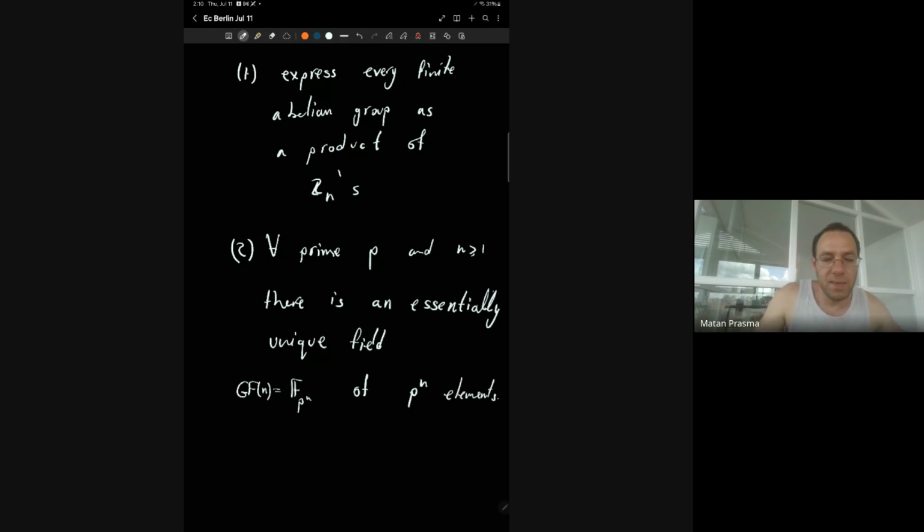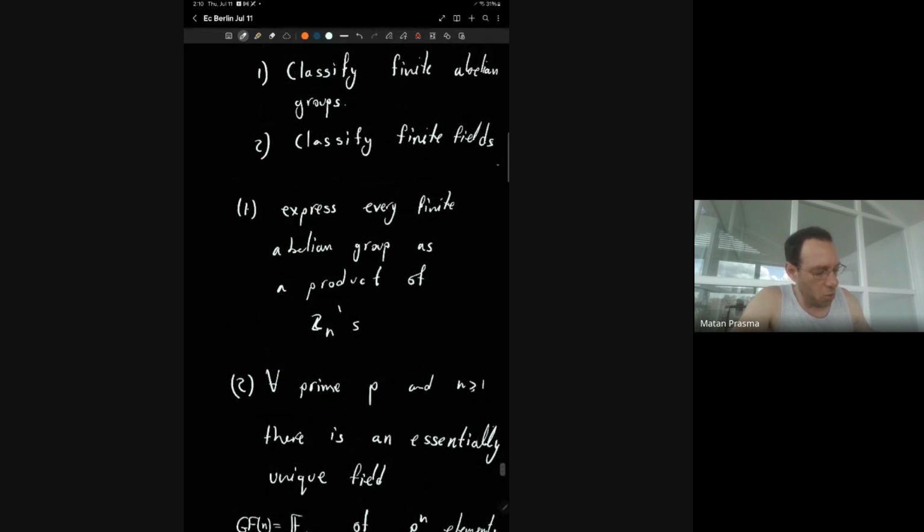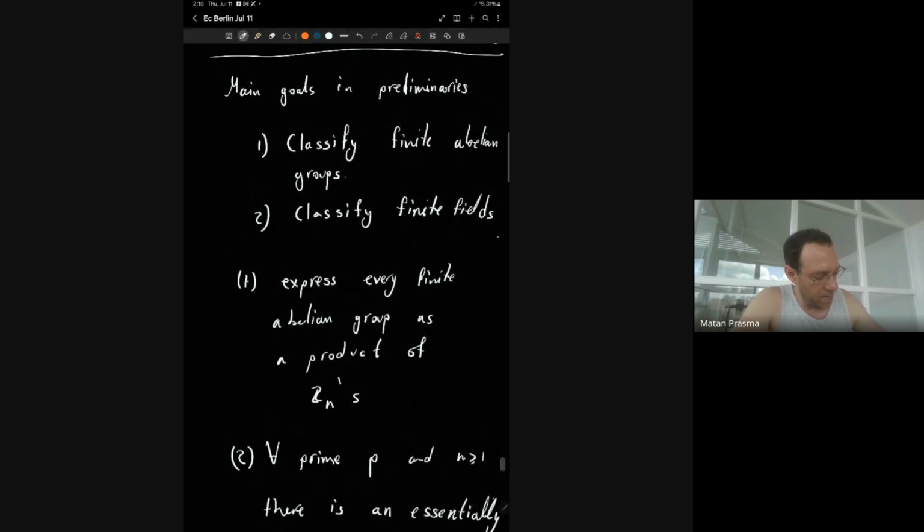And that's it. I mean, every other finite field has to be isomorphic to one of these fields. And so, to sum up, the first part of the course will focus on these two classification statements. Once we have it, we are ready to move to elliptic curves and continue the development of these latter objects.